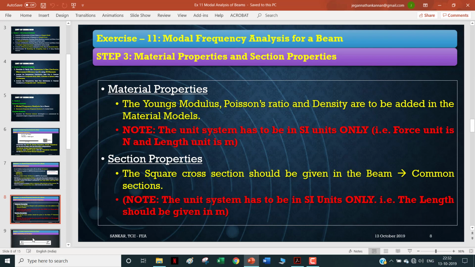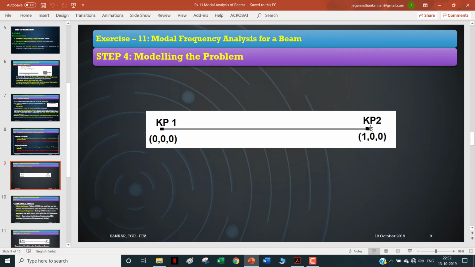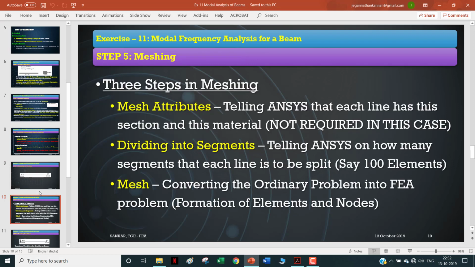Okay. Once the material property and section properties are added, I have to model the problem. So modeling is very simple. Here also use the unit of meter, 1 meter length. Don't give 1000 mm, right? Be sure of that. Once the modeling is completed, I have to mesh the problem. Here the mesh attribute is not required. If you have multiple materials or multiple cross sections, you need to go for mesh attributes, or else you do not need to go for any mesh attributes.